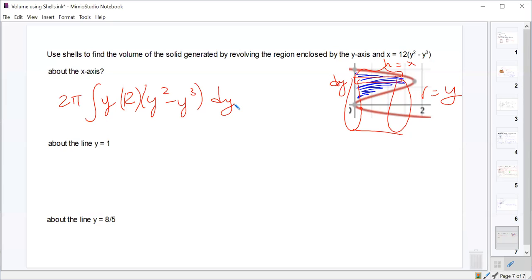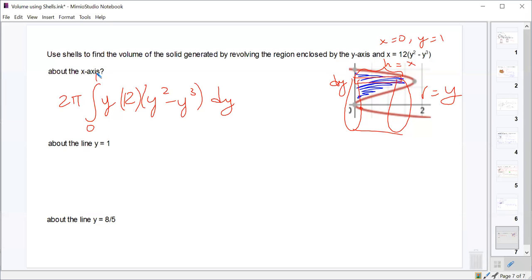And I need to integrate from, what's the lower part of that region? Looks like it's hitting the origin, right? And if x is 0 and y is 0, that satisfies that equation. So bottom is 0. What about the top? What else makes x 0? One. y equals 1, right? X equals 0 if y equals 1. 1 squared is 1, minus 1 cubed is also 1, so 1 minus 1 is 0. So that would be our integral.